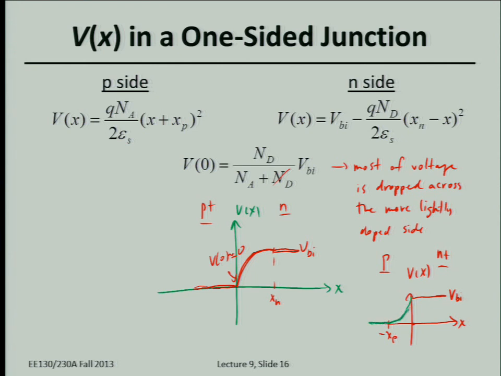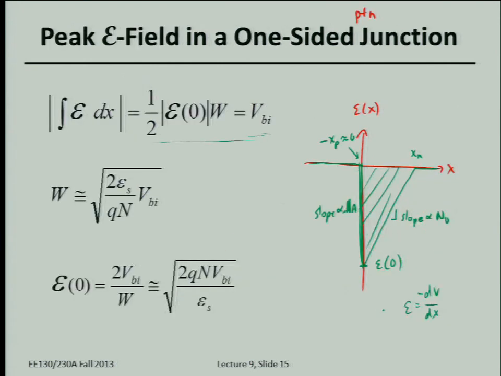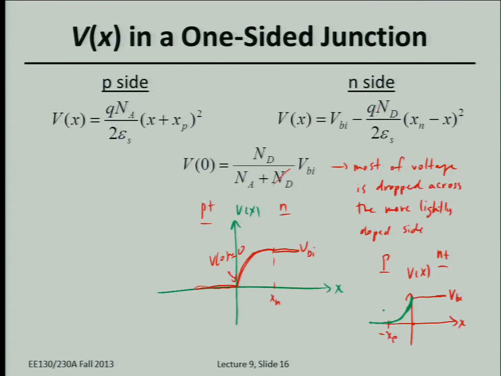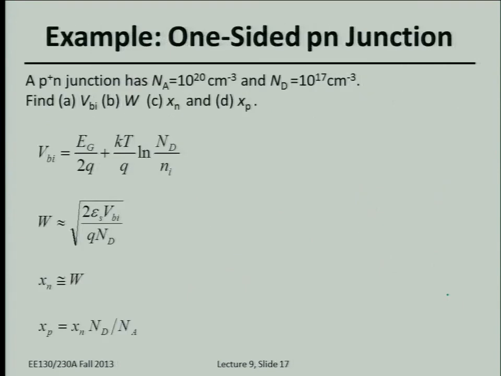So when you draw the energy band diagram, you just flip V sub x to get the E sub C or E sub V. The key is that the voltage is dropped on the lightly doped side. So it's on the P side here on the bottom, and it's on the N side in the other example towards the middle. Okay? Questions?